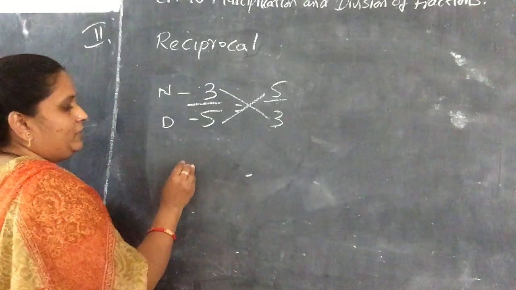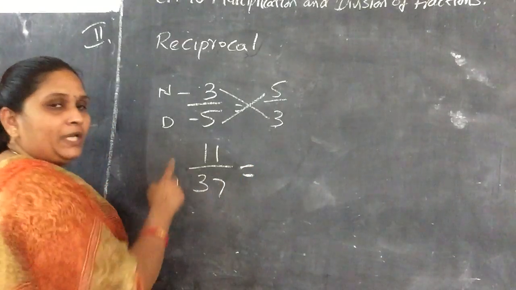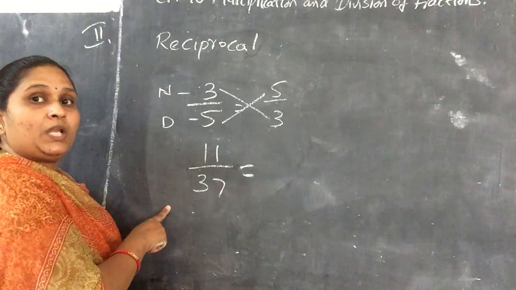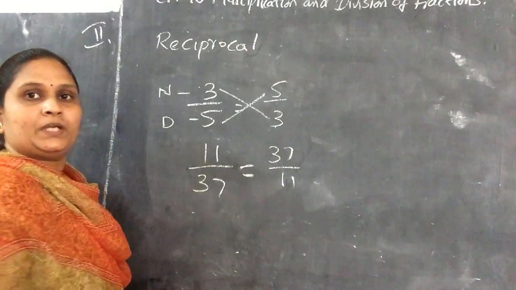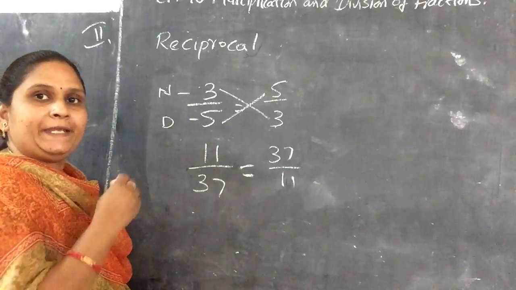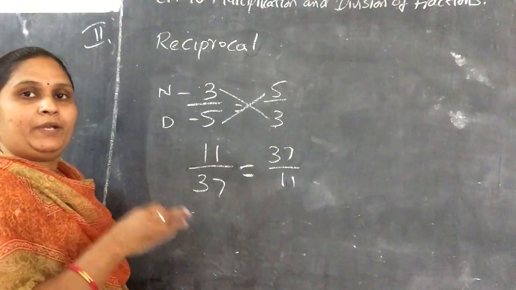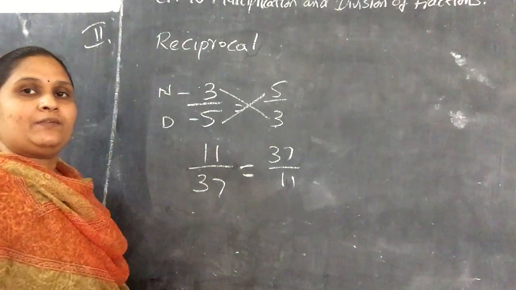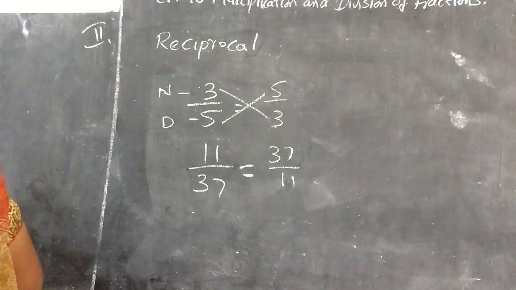One more example, I will tell you so you will understand. 11 by 37 is there, and the reciprocal of 11 by 37 is 37 by 11. Reverse we are writing. Writing in the reverse order, which means numerator as a denominator, denominator as a numerator, that will be known as reciprocal.